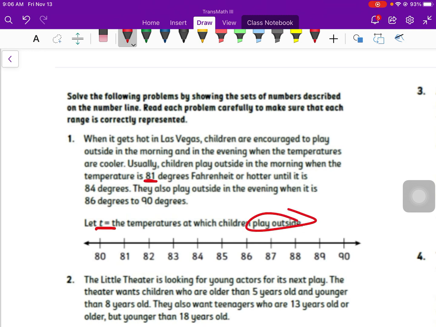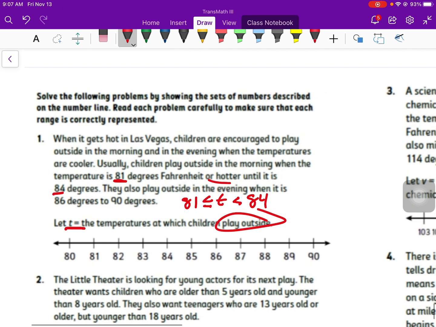So in the morning, it starts off at 81, and then it gets hotter. So I'm going to have 81 less than or equal to T. It can be 81. And they stay outside until it's 84 degrees. So at 84 degrees, they go inside. So this is less than 84, not less than or equal to, because they no longer play outside.